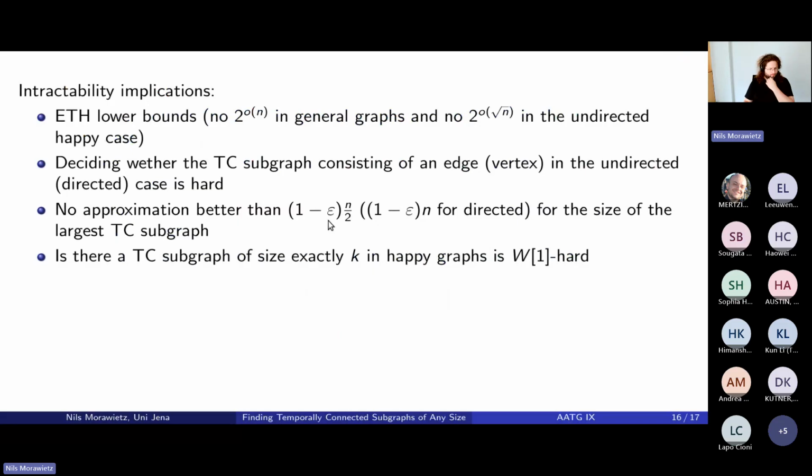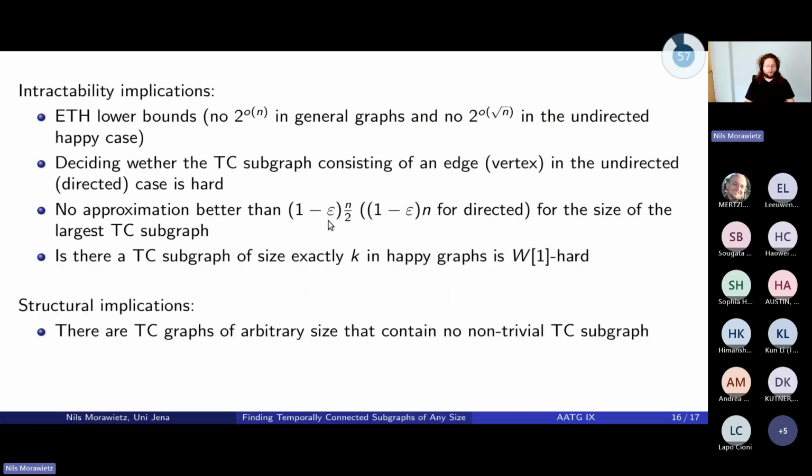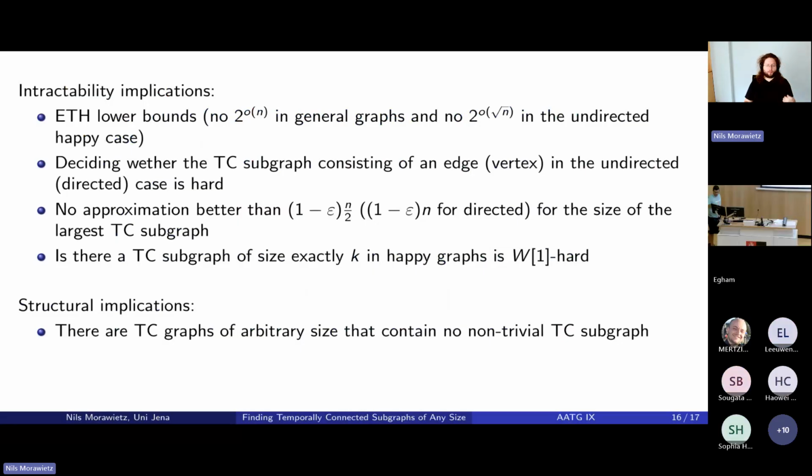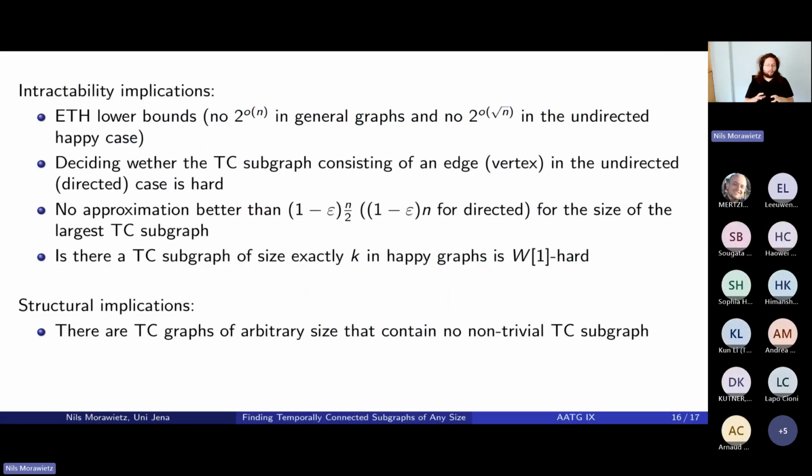And we also have some structural insights based on our reduction, or our techniques that we use. For example, there are arbitrarily large temporal graphs that are temporally connected but contain no non-trivial TC subgraphs, meaning that they can be arbitrarily large, and if you remove any vertex, the largest remaining TC subgraph you have is just an edge.